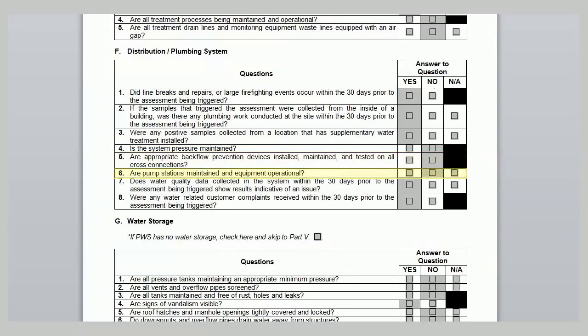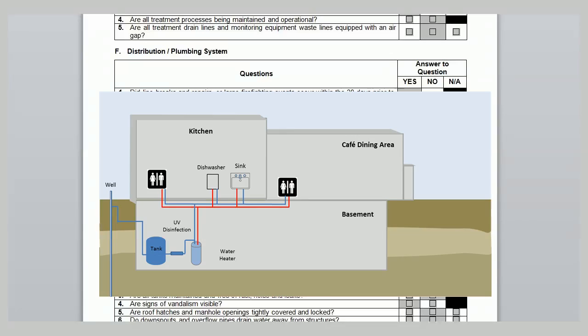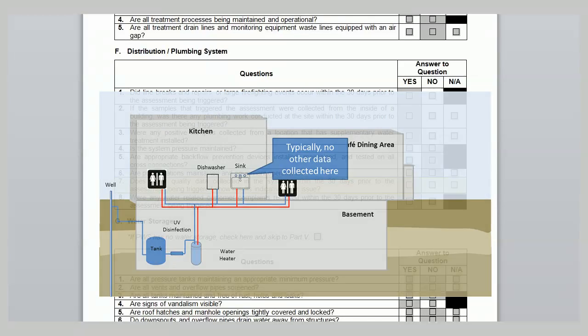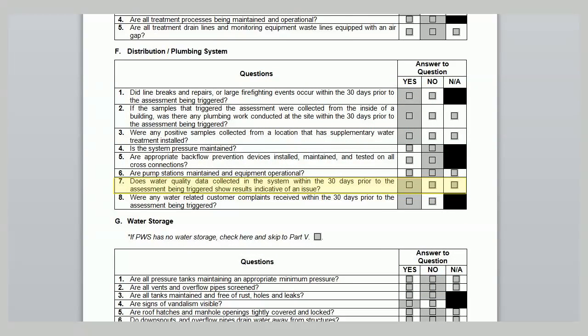The sixth question asks, are pump stations maintained and equipment operational? At a small system, you probably don't have a pump station, in which case you check NA in the third column. Question 7 asks, does water quality data collected in the system within the 30 days prior to the assessment being triggered show results indicative of an issue? Again, this most likely doesn't apply to your transient system since you aren't collecting other data such as pH and turbidity within your building or buildings. You would check NA.